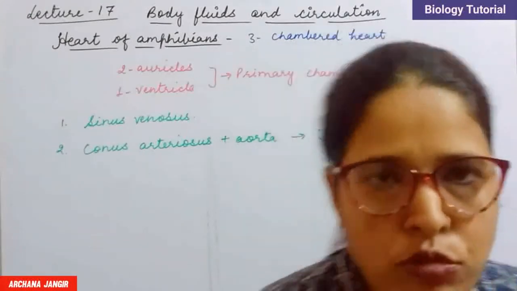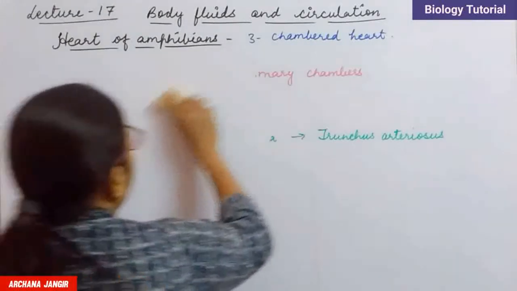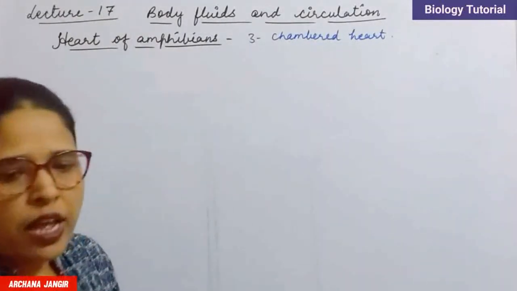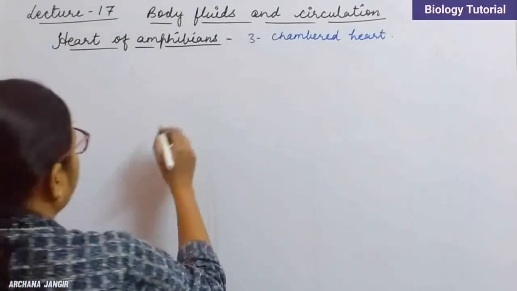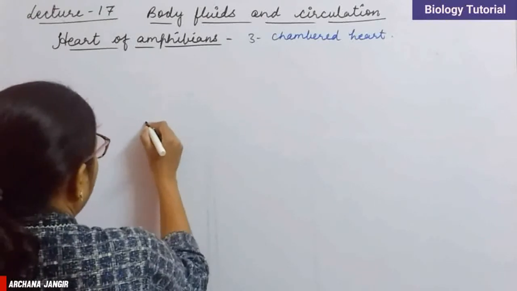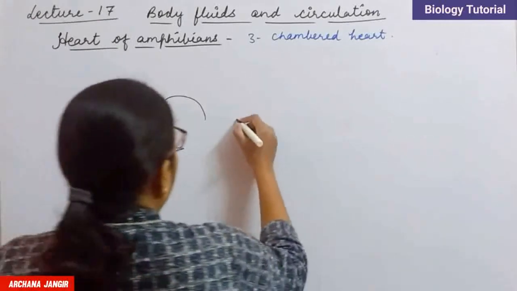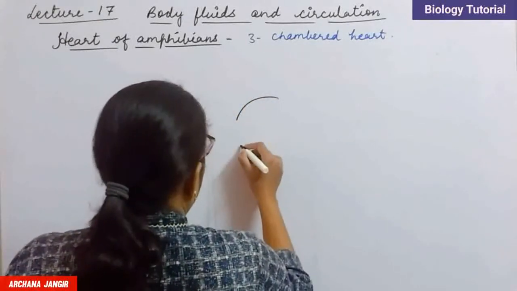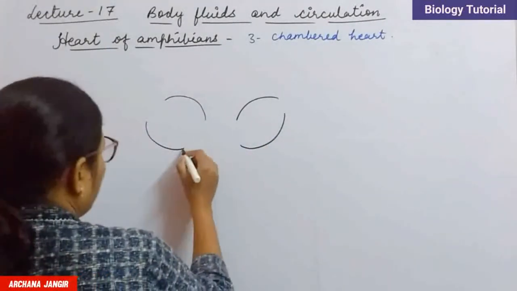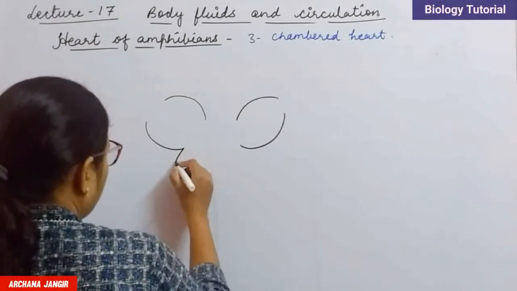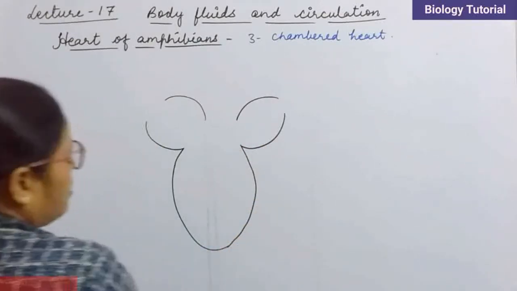Now we have to discuss the structure of the heart of amphibians with the help of a diagram. So here I am drawing a diagram. Here is 1 chamber. This is the first auricle. Here is the second auricle. Clear? Now 1 ventricle is there. So here is the 1 ventricle. This is the ventricle.